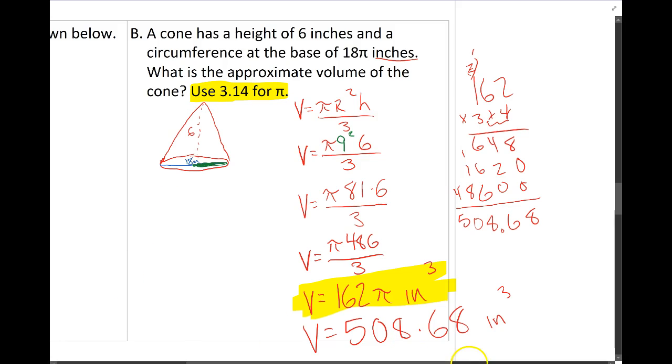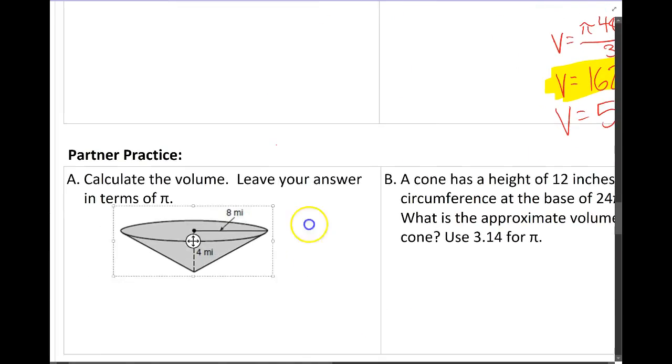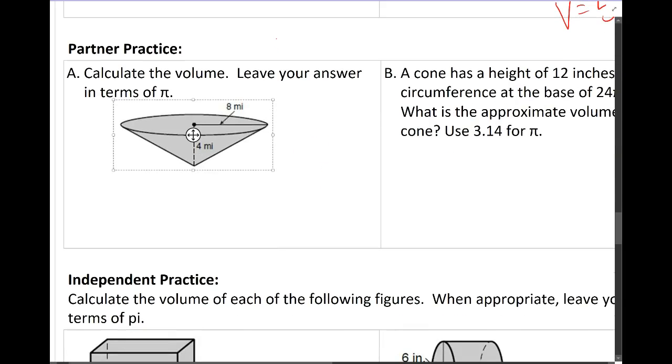Using that information, what you're going to do is come down to the partner practice, and with your partners, you're going to calculate your volume based on this. Please note one of these says leave your answer in terms of pi, and the other says use 3.14.